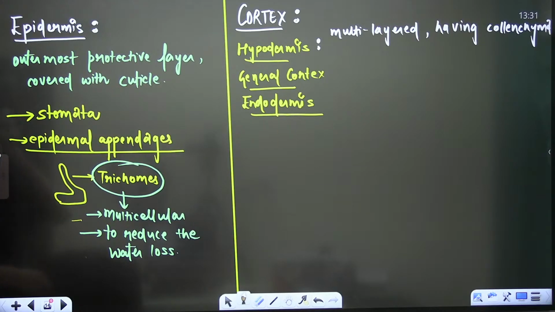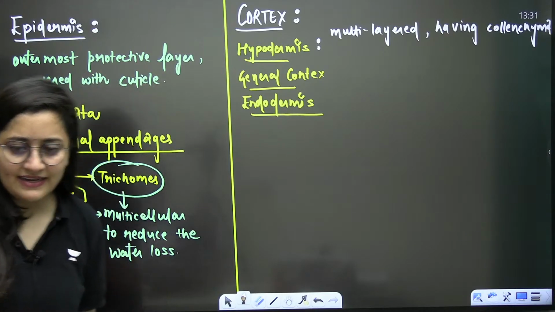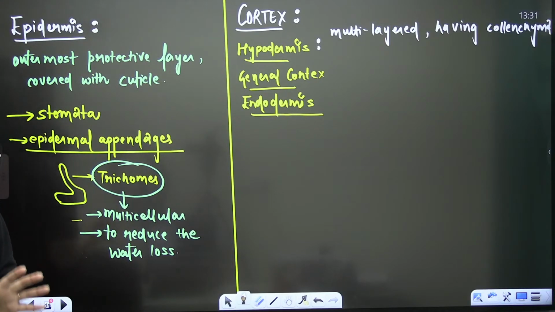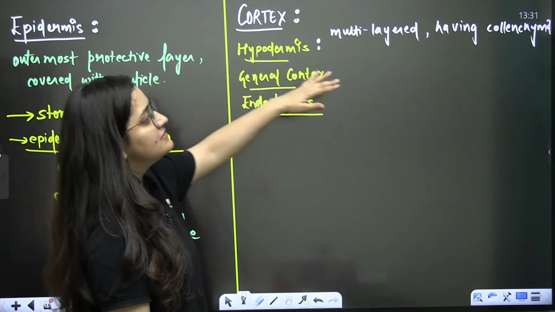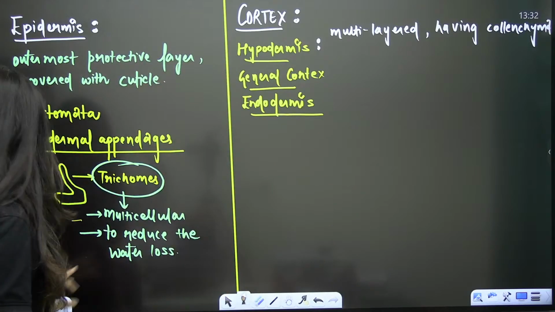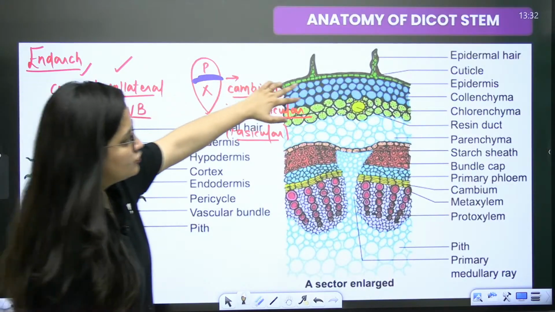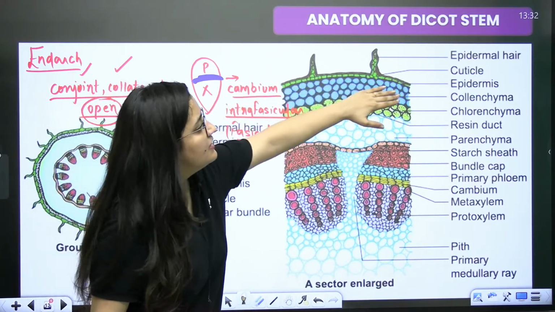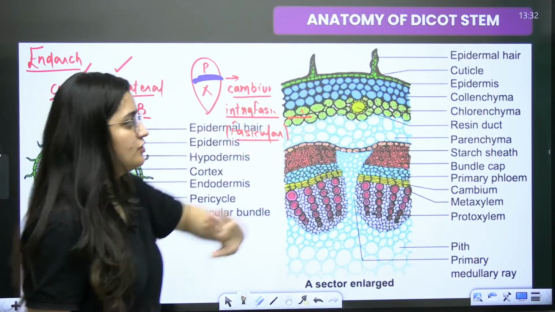Sure. So the hypodermis is multi-layered here, having collenchymatous cells. These collenchymatous cells also have chloroplasts, so they help in photosynthesis. Clear, bache? Just look at this diagram. The collenchymatous hypodermis is there in the case of dicot stem.